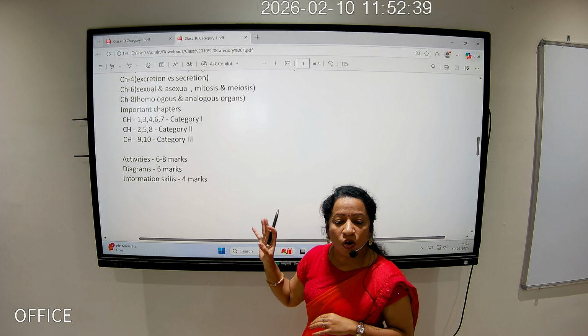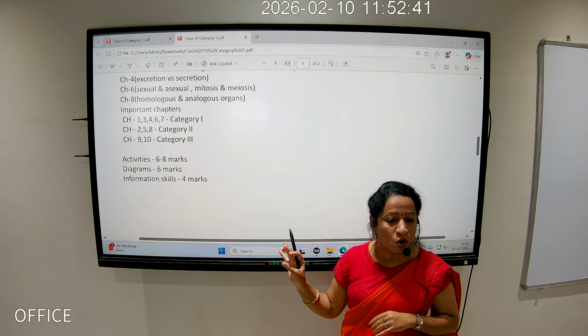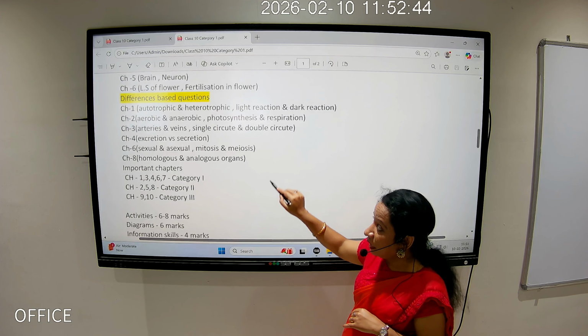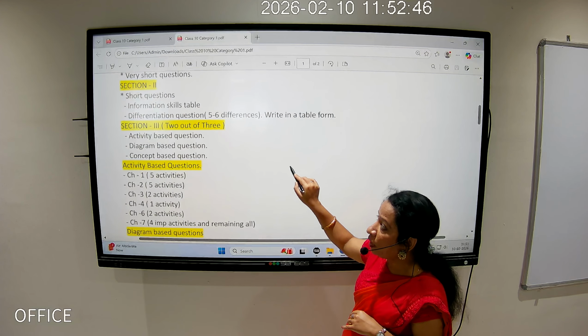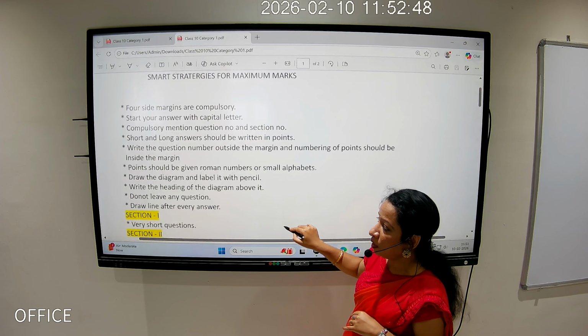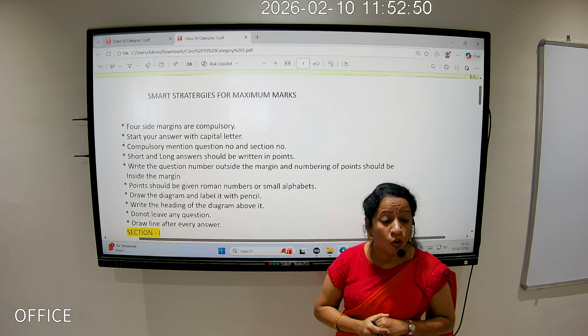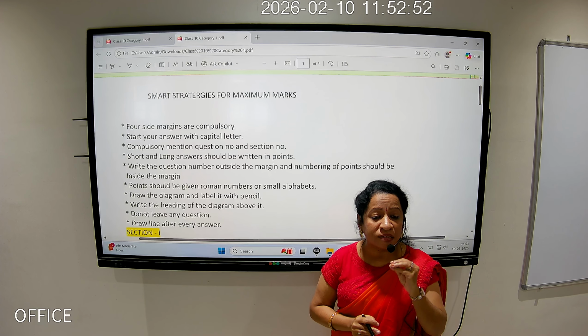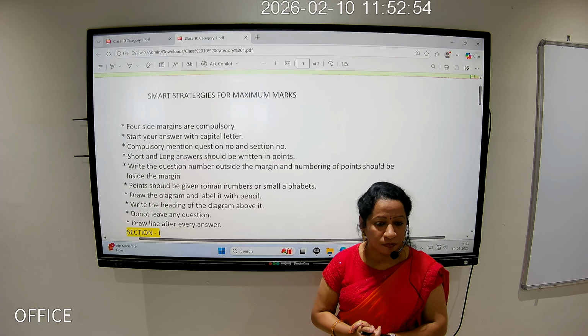So by concentrating on these topics and inculcating these points in your paper, we hope that you score maximum marks for which you are striving for. Thank you.